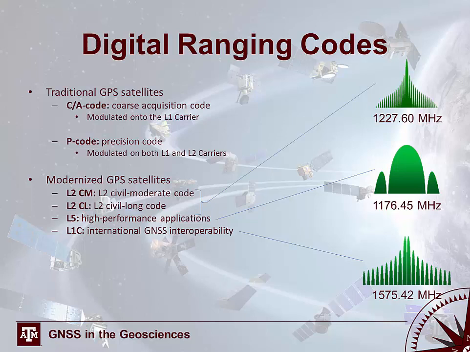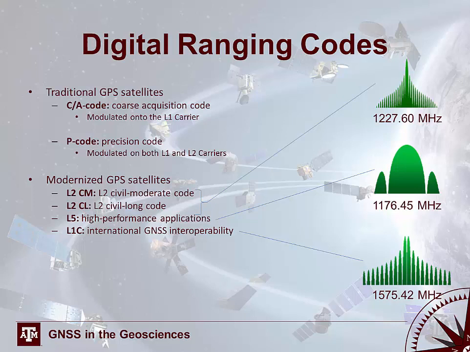There's also the P code, which is a precision code. You need to know that as well. The difference between the two is that the P code is modulated on both the L1 and L2 carriers. So remember in the previous slide I said that you could account for ionospheric delay if you were using L1 and L2 carriers. If you're just using the L1 carrier, you can't account for that ionospheric delay. So it's important that you be able to use your CA and your P codes.